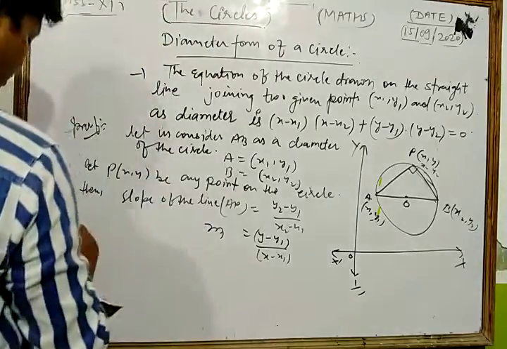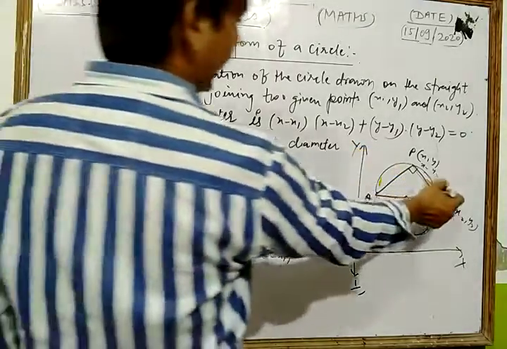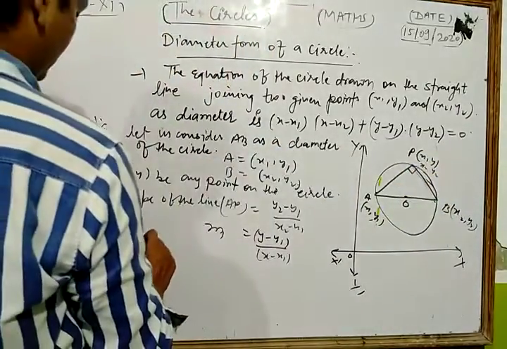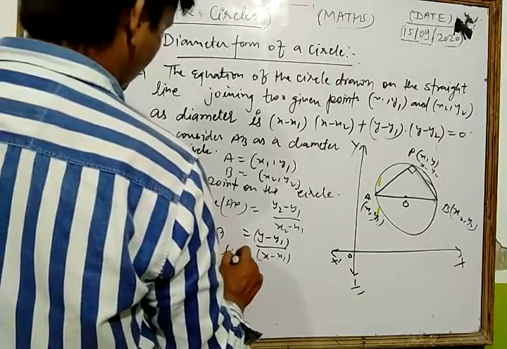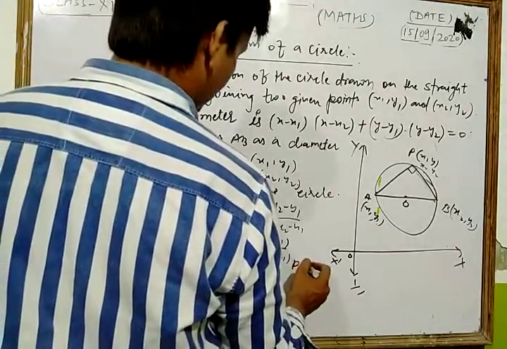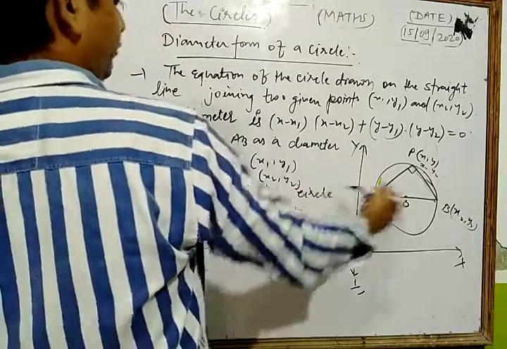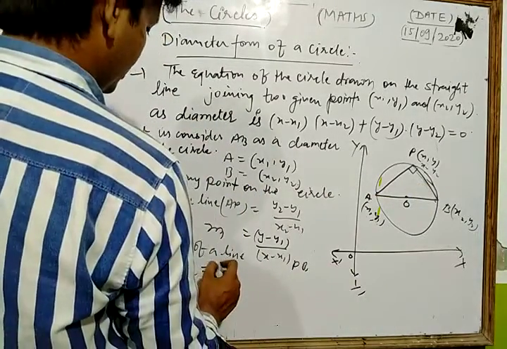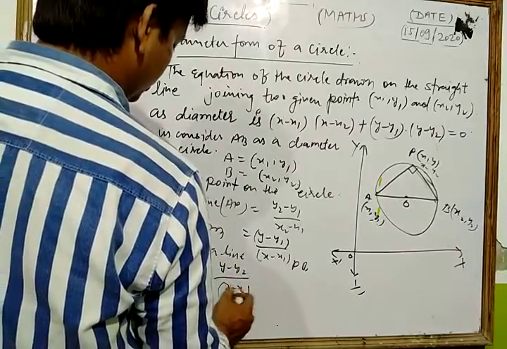Similarly, the slope of the line PB, let's take it as m2. This is also equal to what? Apply the same formula and we get y minus y2 upon x minus x2.